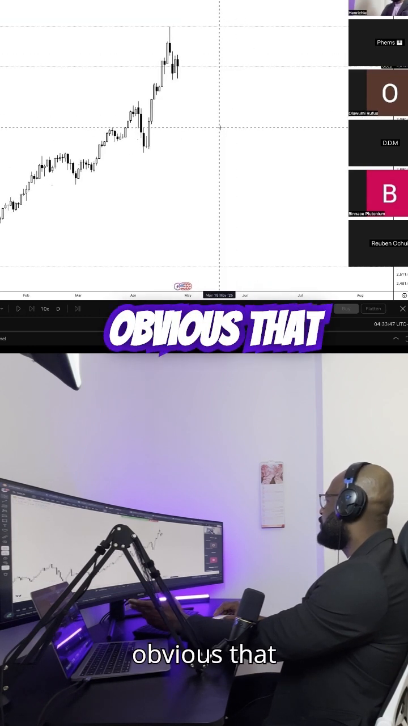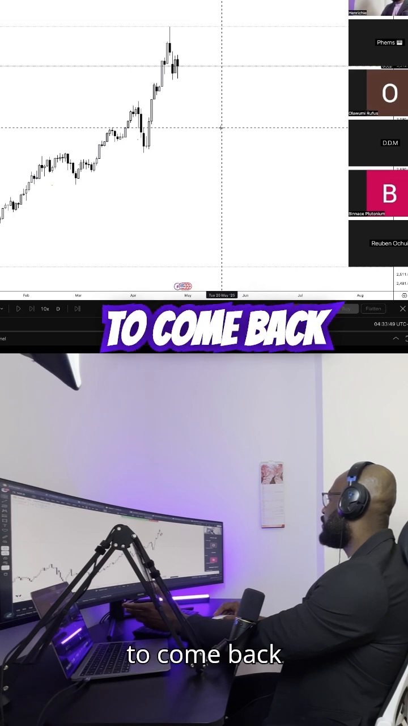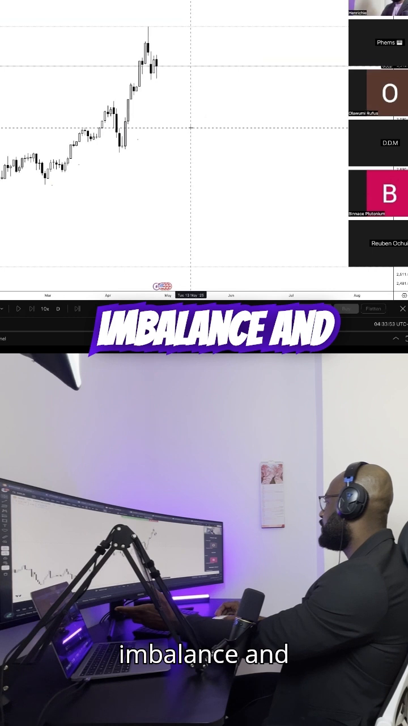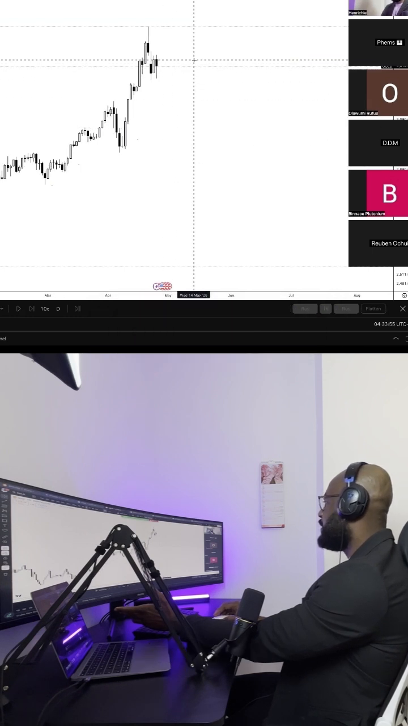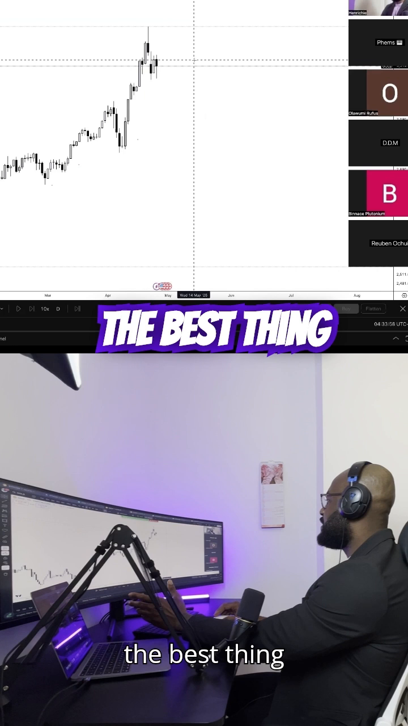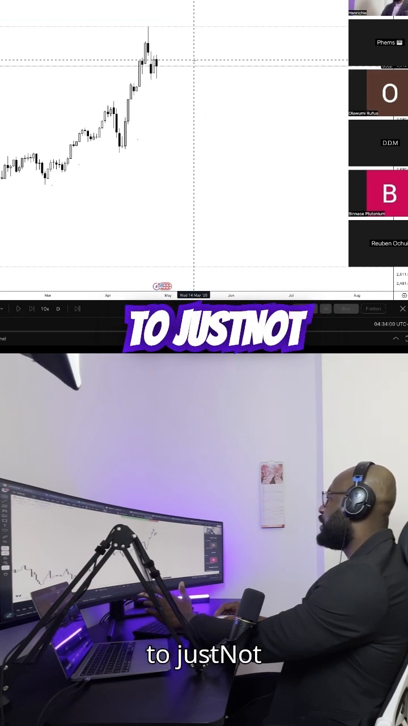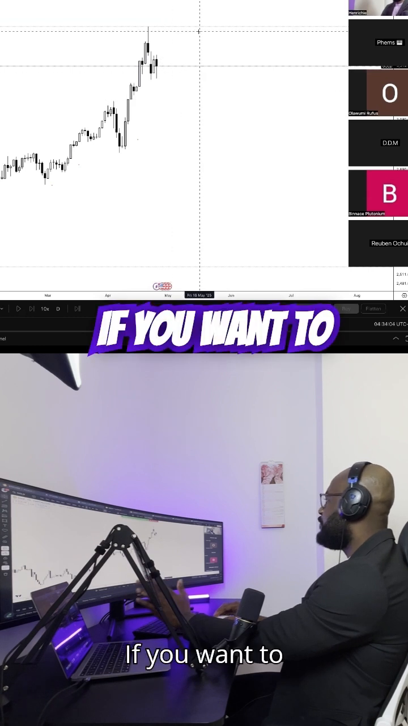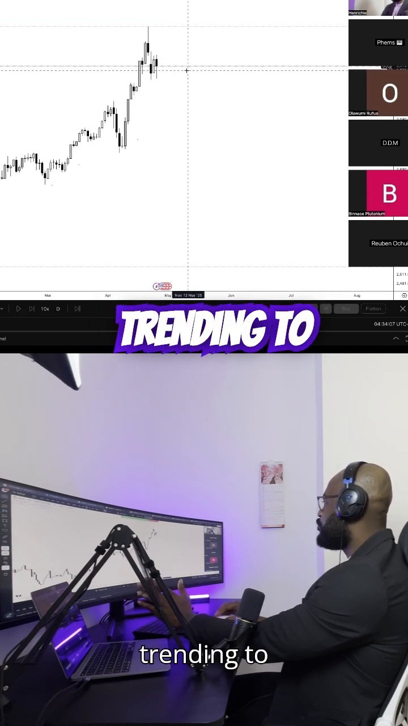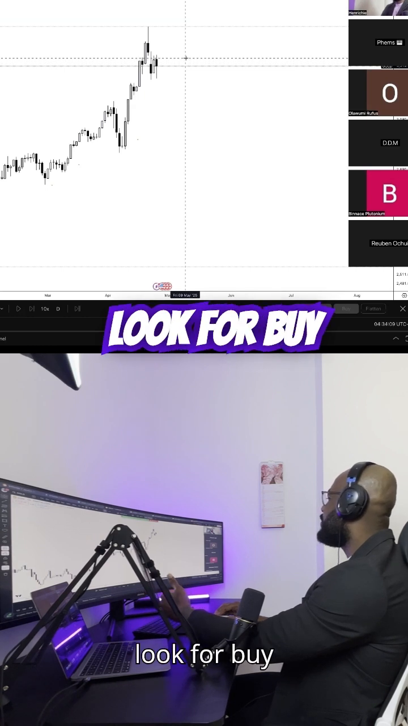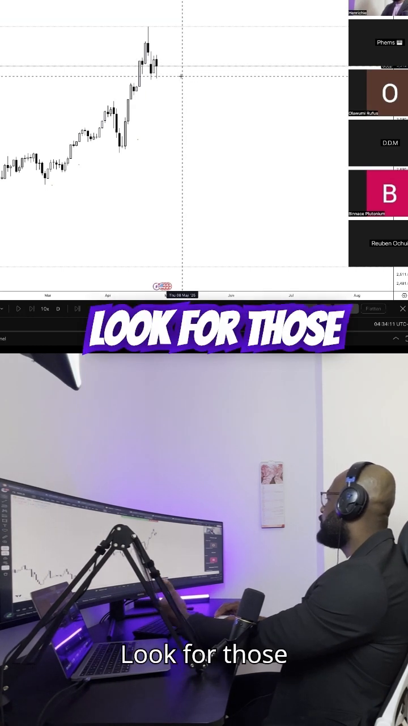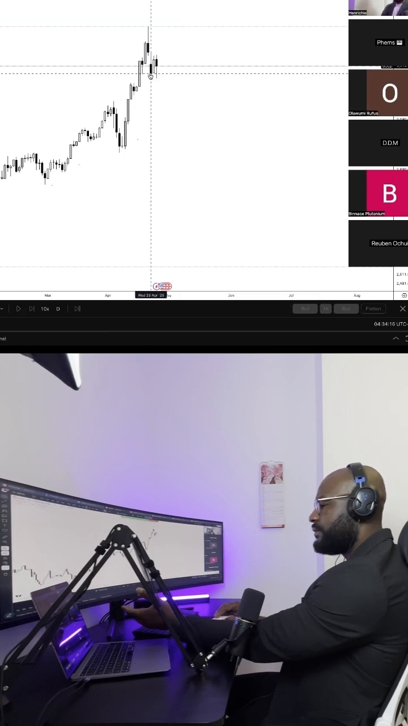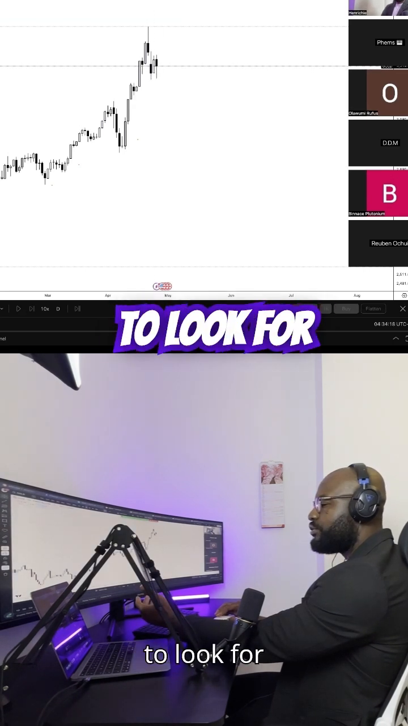Isn't this obvious that the market is always going to come back to rebalance an imbalance and continue to the upside? Isn't it obvious that the best thing you can do is to just not complicate this thing and just focus on one direction? If you want to be a buyer, focus on a pair that is trending to the upside and just consistently look for buy opportunities. Look for those inefficient price actions, for those imbalances, and continue to look for your buys.